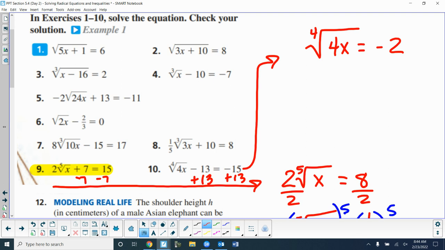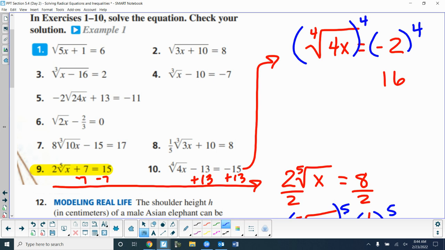No. Remember, even roots should not be negative. Well, they could be plus or minus, right? So let's see what happens. If I raise that to the 4th power, what's that? 16? But I think maybe we can't do that. The 4th root of something can't be a negative. It's got to be a positive, right?